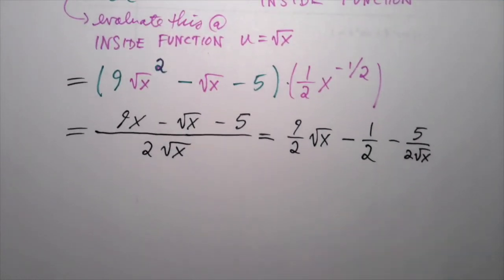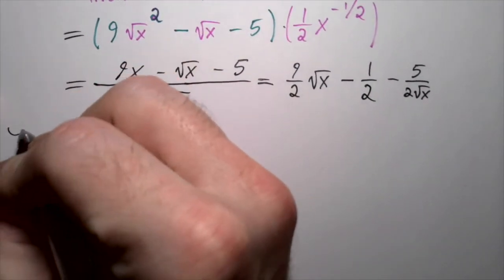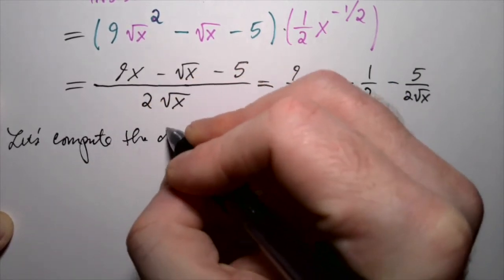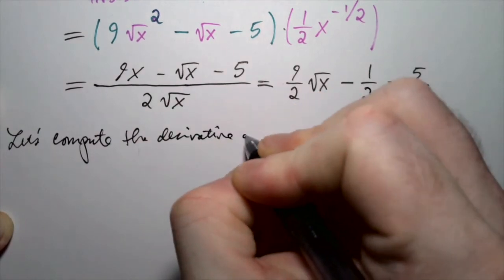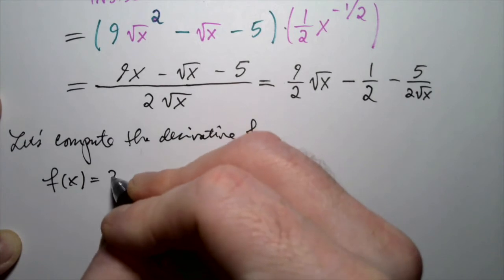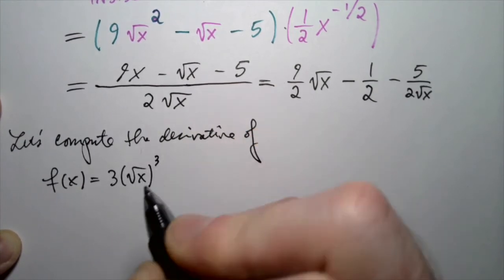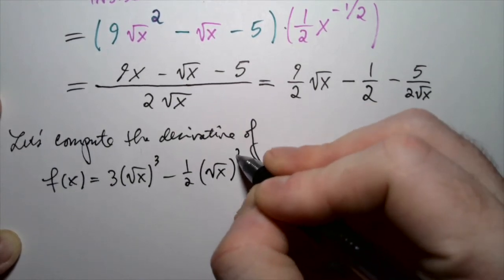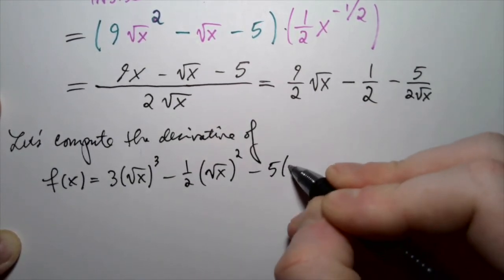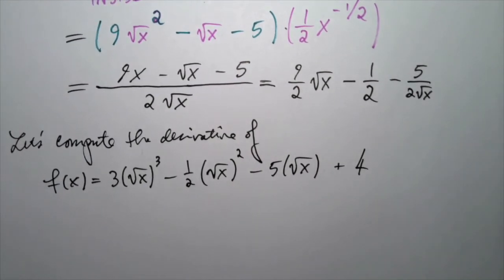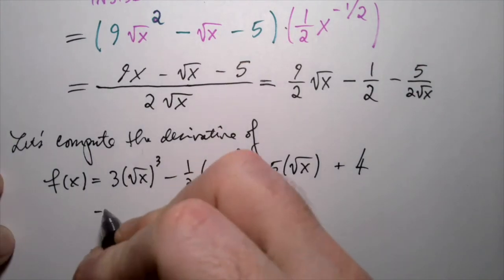In other words, what I'm going to do now is compute the derivative of this function f. What was it? It was 3 times the square root of x cubed minus 1/2 times the square root of x squared minus 5 times the square root of x plus 4. We're going to compute the derivative of that, not using the chain rule, but just using ordinary methods.